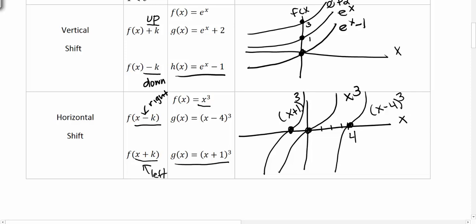Now for all of these actions we can take on a function to shift around the graph or move it around, we can take multiple. So we could move a graph up and right and rotate it and stretch it if we wanted to. So now that we know what these actions do, let's look at some examples of how we can use these to figure out the way that graphs are changing.